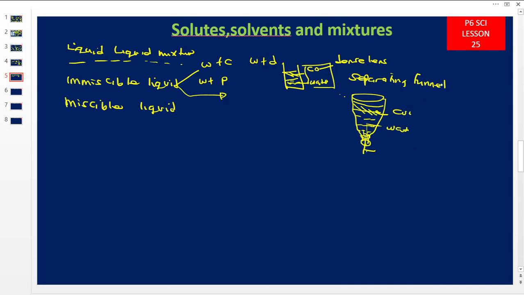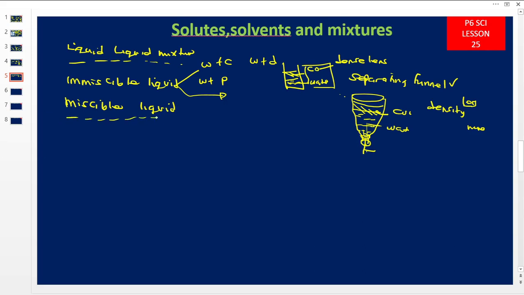This is called a separating funnel. Why is it possible? Because these two liquids have different densities, one with the less, another one with the more. So the one with the less settles on top, and the one with the more is down. Alright, so that's how we separate immiscible liquids. That is water and paraffin, water and kerosene, water and diesel, water and petrol, water and cooking oil.